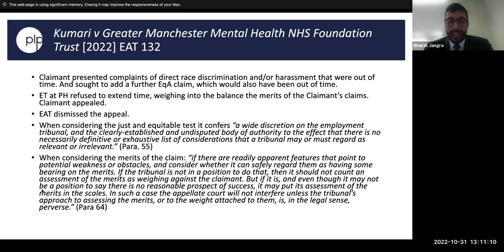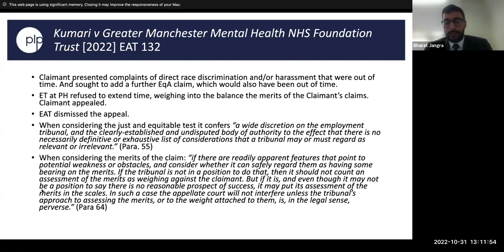In this case, the claimant had presented a complaint of direct race discrimination and/or harassment that was out of time. They sought to bring a further standalone Equality Act claim, which would have been out of time as well. At the preliminary hearing, the Employment Tribunal refused to extend time, and what was appealed against was the fact that, when considering what was just and equitable, the tribunal weighed into the balance the merits of the claimant's claims. I believe they were unrepresented at the initial preliminary hearing, but then at the appeal hearing were represented.